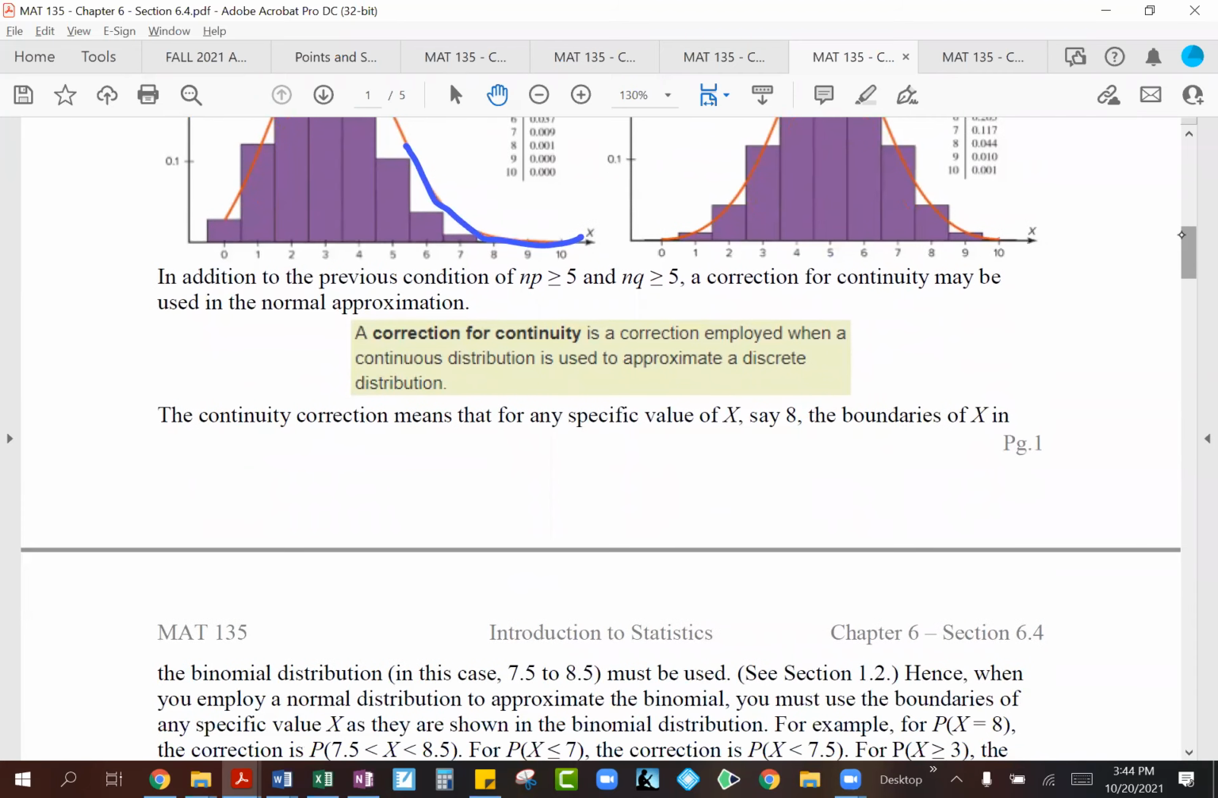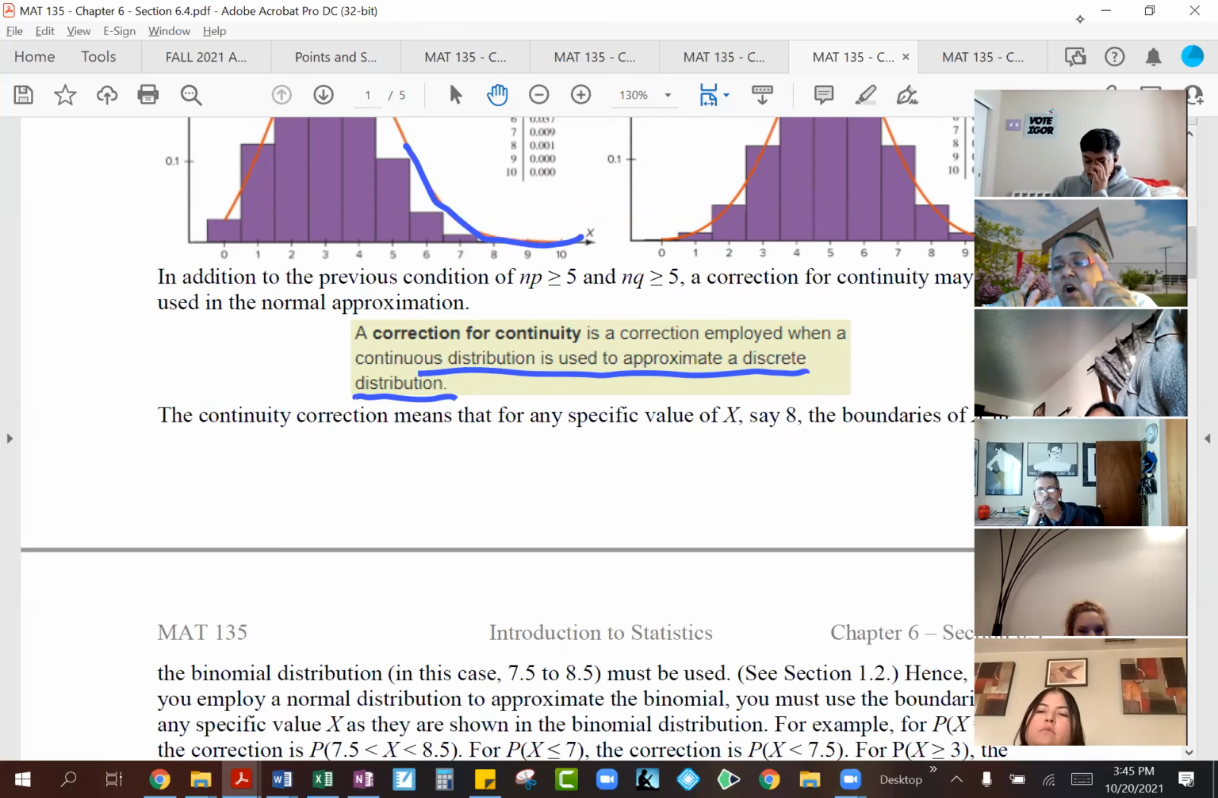They're also talking about a correction for continuity. They're saying a correction for continuity is a correction employed when a continuous distribution is used to approximate a discrete distribution. Because remember, binomial is based on discrete random variables, and we use normal distribution when we're talking about continuous random variables.